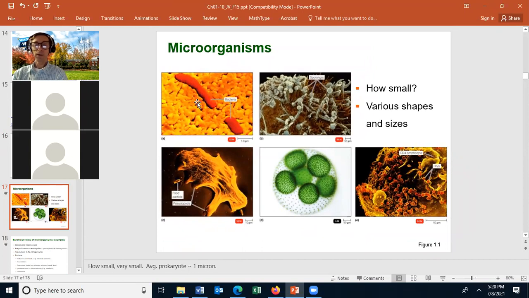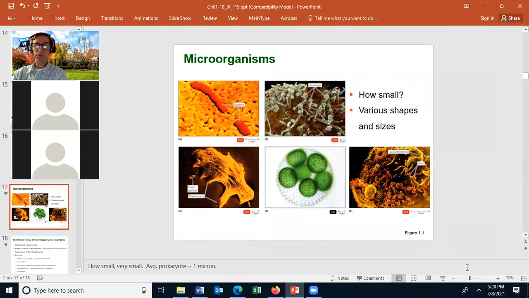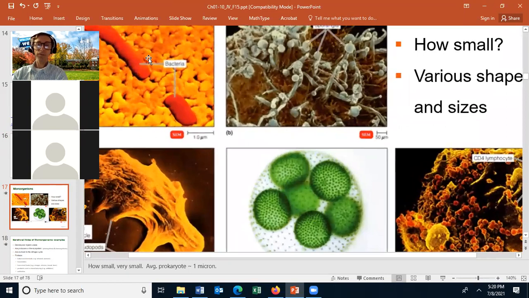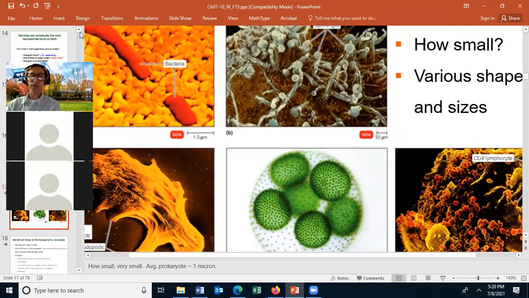E. coli, which looks this way, is actually a little larger than your average bacteria. And the width of it might even be more narrow than your average bacteria, but the length of it is, E. coli is definitely a little longer than your average bacteria.